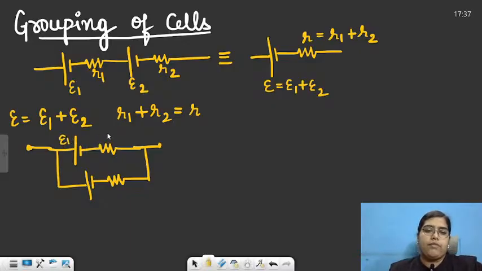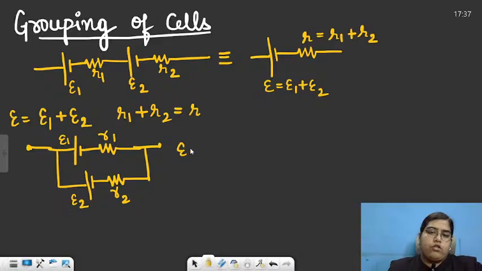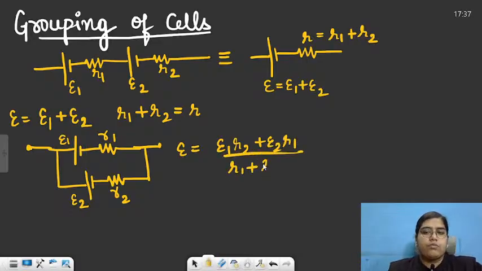This is the EMF E1, this is R1, this is E2, this is R2, right? So over here in parallel, what will be the net EMF and the net resistance? We are supposed to calculate that. So for net EMF, our formula was E1 R2 plus E2 R1 by R1 plus R2.